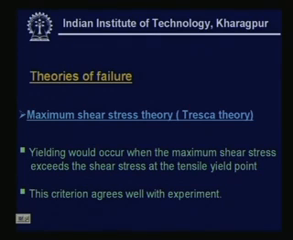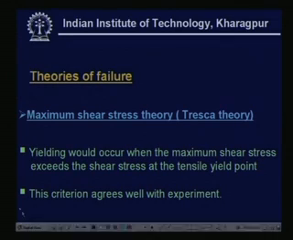Good day. We continue our lecture on the design for strength from the earlier class. We had just a very quick recapitulation of what we discussed last class. We discussed the maximum shear stress theory, also called the Tresca theory. What we have seen is that yielding would occur when the maximum shear stress exceeds the shear stress at the tensile yield point.